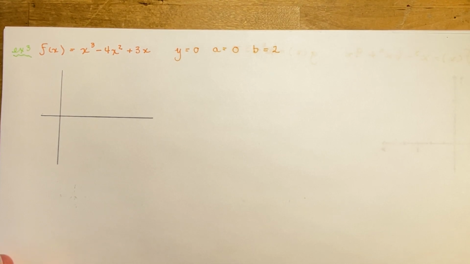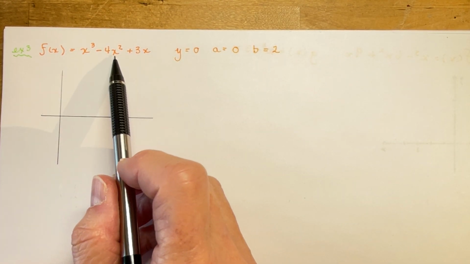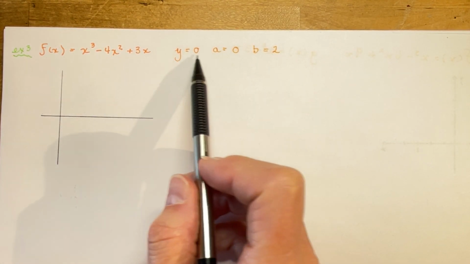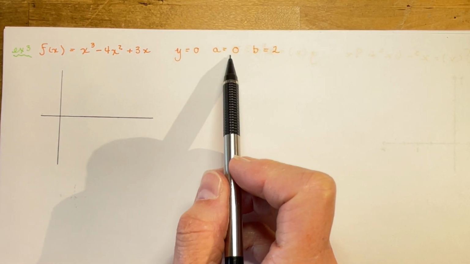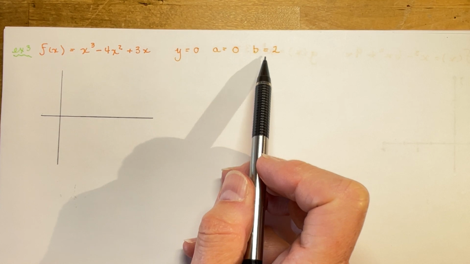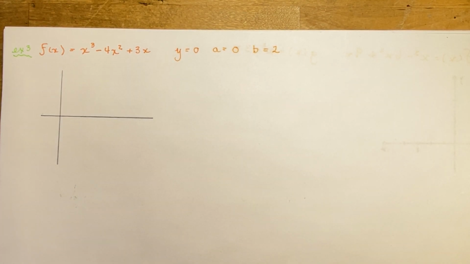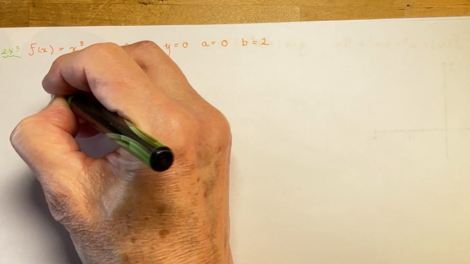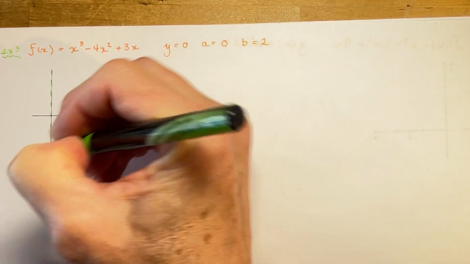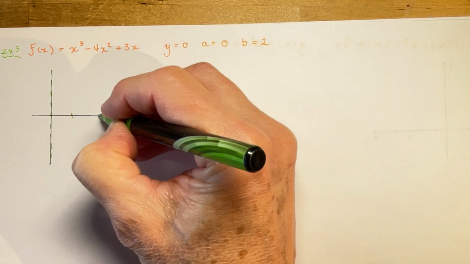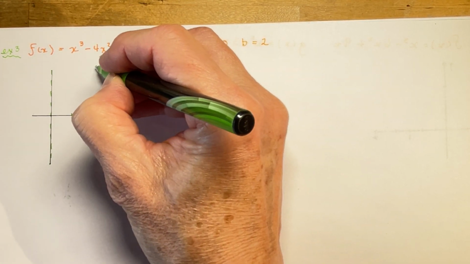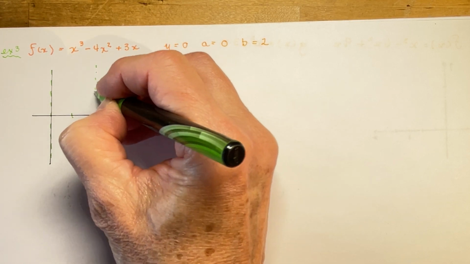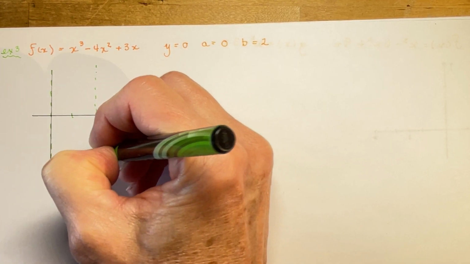This is x cubed minus 4x squared plus 3x. y equals 0. Okay, so we're dealing with the x-axis this time. a equals 0, b equals 2. So a equals 0 and b equals 2, those are going to be my boundaries. So I'm going to put them in here. That's going to be my 0. I make my scale 1, 2, 3. And b equals 2. Okay, so we're in here.